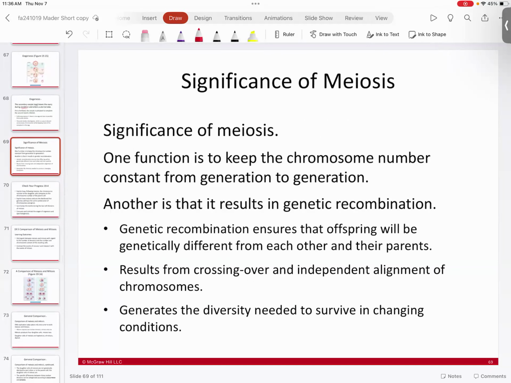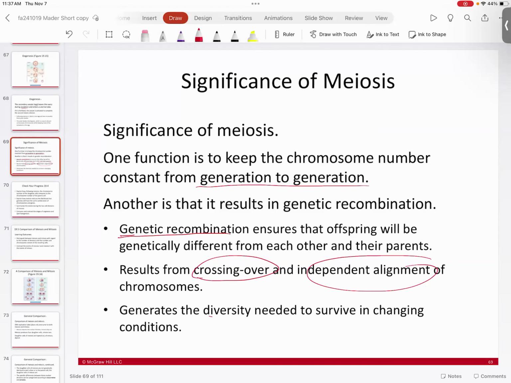So the important thing about meiosis is that you keep the number of chromosomes constant from generation to generation. Instead of doubling and dividing, what you're doing is halving and adding. And so that allows you to add your chromosomes to another individual without increasing the number of chromosomes every generation. It also provides a mechanism for genetic recombination, which generates genetic variation. And that's a good thing. And that's coming from crossing over and the independent alignment of chromosomes around the metaphase plate during metaphase 1.